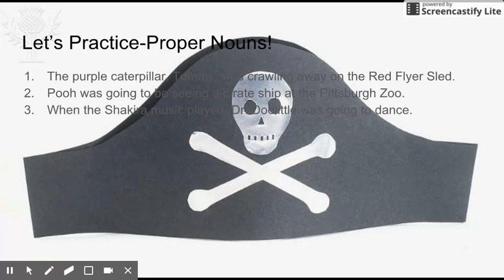All right, so now you're ready. Let's try using these sentences, and we're going to identify the proper nouns. So identify the proper nouns in these sentences. The purple caterpillar Tommy was crawling away on the red flyer sled. Number 2, Pooh was going to be seeing a pirate ship at the zoo. Number 3, when the Shakira music played, Dr. Dolittle was going to dance.